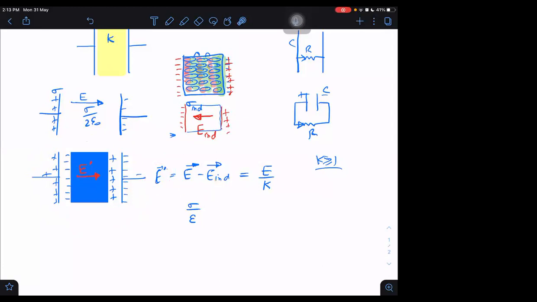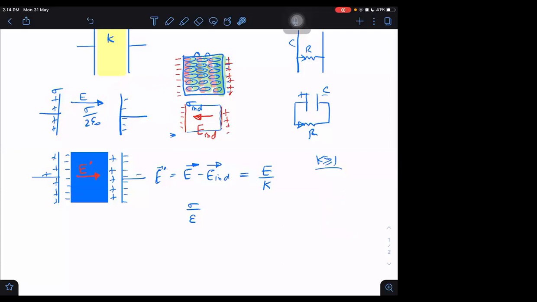While I'm saying this is due to the dielectric, I'm not saying it is due to the dielectric on its own. This dielectric must also be inside the capacitor plates. Then only there will be some induced charges. If I just keep a dielectric in space, there will be no induced charges, obviously.